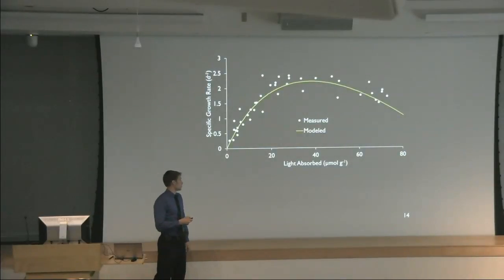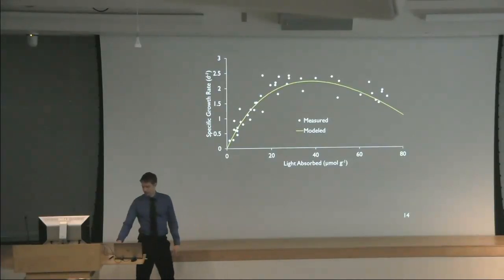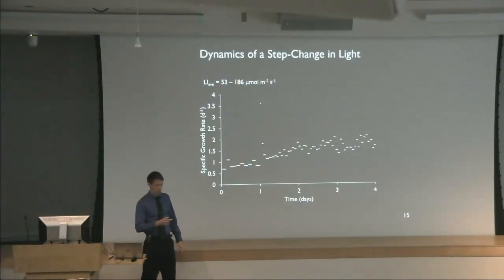So here's the data for the steady state growth irradiance curve. You can see that the model tracks the data fairly well. I'd also point out that this is, in fact, where a lot of light-dependent growth models stop, and just have light in, growth out. But when I look at the dynamic response of a step change in light, there are, in fact, some very interesting trends. So here I have the specific growth rate plotted on the y-axis, time on the x-axis.